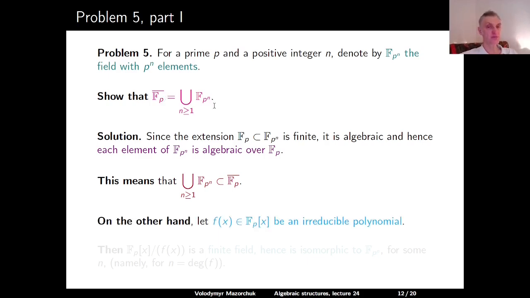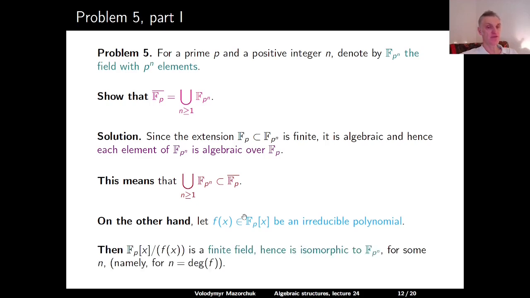On the other hand, let f(x) be an irreducible polynomial over F_p. Then, if we take the polynomial algebra over F_p and factor out the ideal generated by f(x), we get a finite field, and hence this field must be isomorphic to some F_{p^n} for some n. In fact, n will be the degree of the polynomial f.